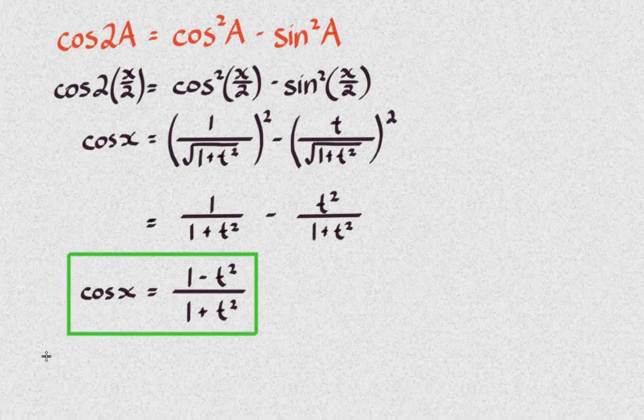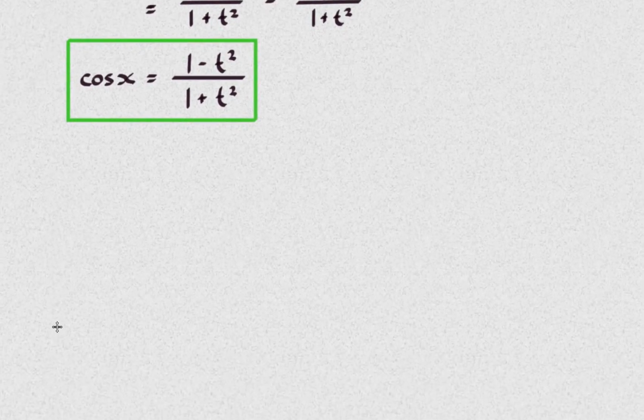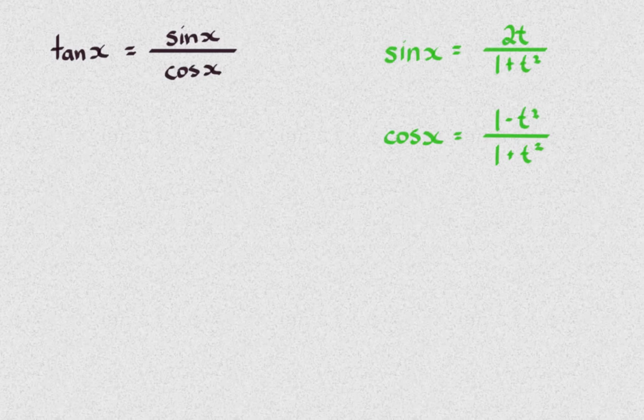One more to go, and that is tan of x. This one's a little bit easier, no need for double angles. Because we know that tan x is sine x on cos x, we can simply sub in the expressions that we've already developed. So sine x is 2t over 1 plus t squared, and cos x is 1 minus t squared over 1 plus t squared.